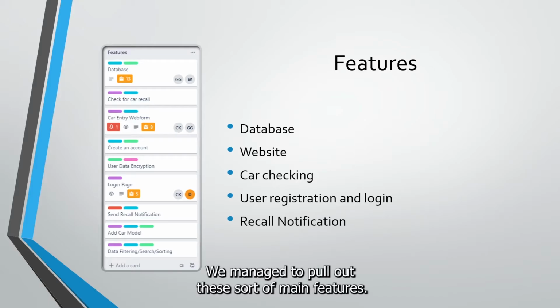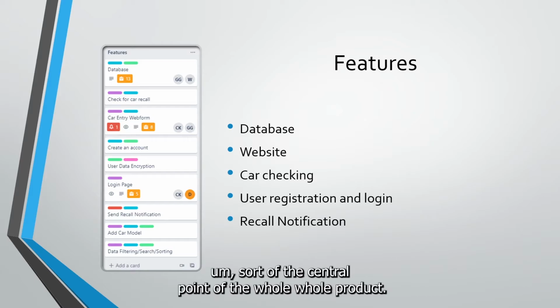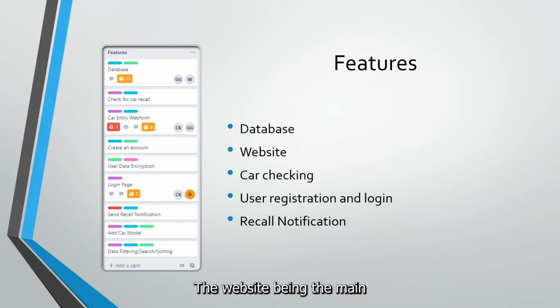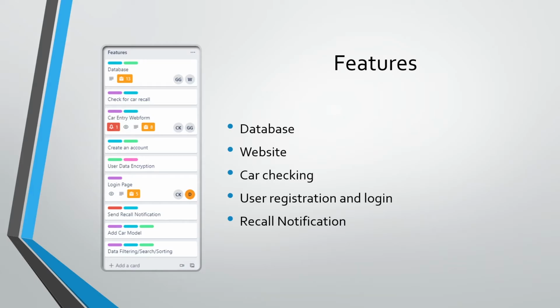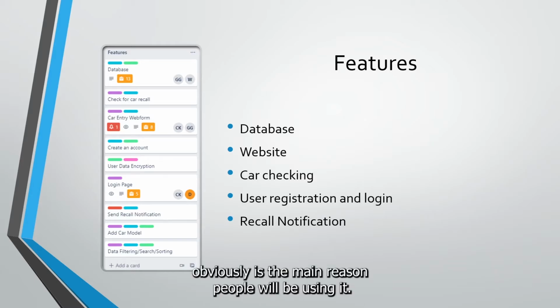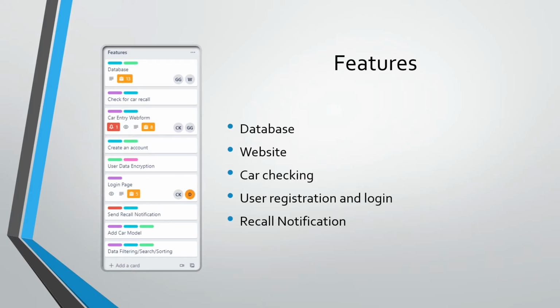From those stories, we've managed to pull out these main features. The database obviously being a big one, the central point of the whole product. The website being the main interface that everyone's going to see and associate with this product. The ability to check cars obviously is the main reason people will be using it. User registration and login, which is a big plus for both customers and the employees, and also recall notifications to prevent people having to come back to review for new issues later on.